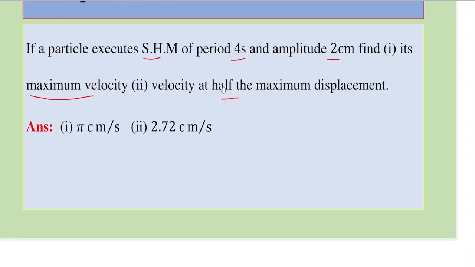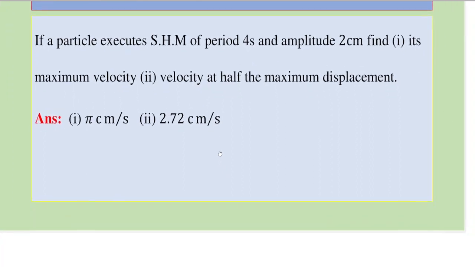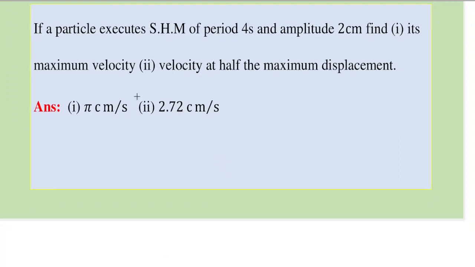So here let's write the data given first. The time period, which is capital T, is given as 4 seconds, and amplitude, which is capital A, is given as 2 centimeter. Question says find the maximum velocity. Recall that velocity at any point is given as omega into under root of a square minus y square. Velocity is maximum if y is equal to 0. That implies v maximum is a into omega.